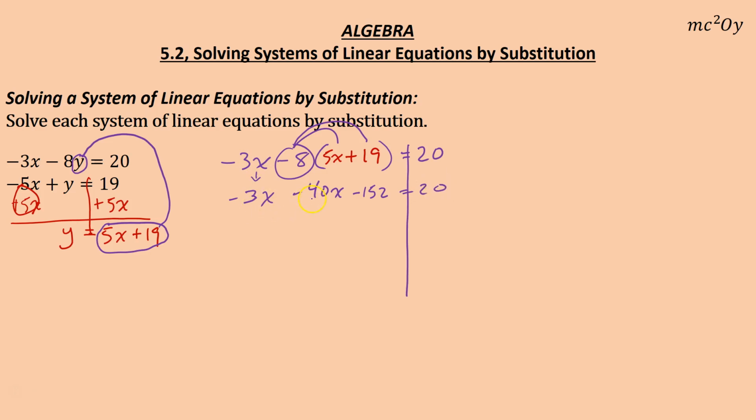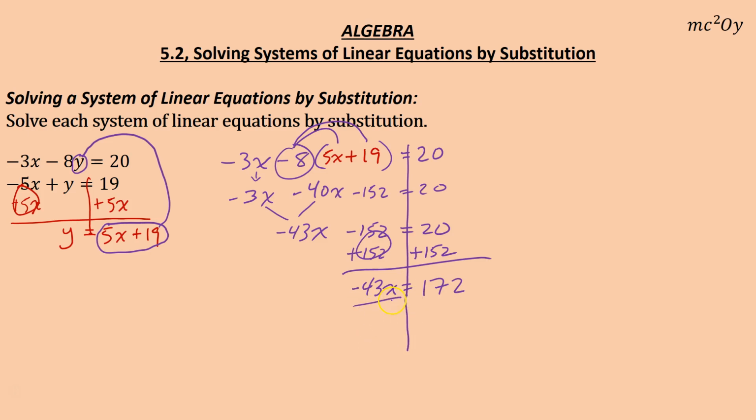Okay, so negative 3x minus 40x, combine these two, that's negative 43x minus 152 equals 20. All right, I can now start moving things over the equal sign by doing inverse operations. So add 152, I get negative 43x is equal to positive 172. And then because they're multiplying by negative 43, I'm going to divide by negative 43. Negative 43 divided by negative 43 is 1. 172 divided by negative 43 is negative 4.